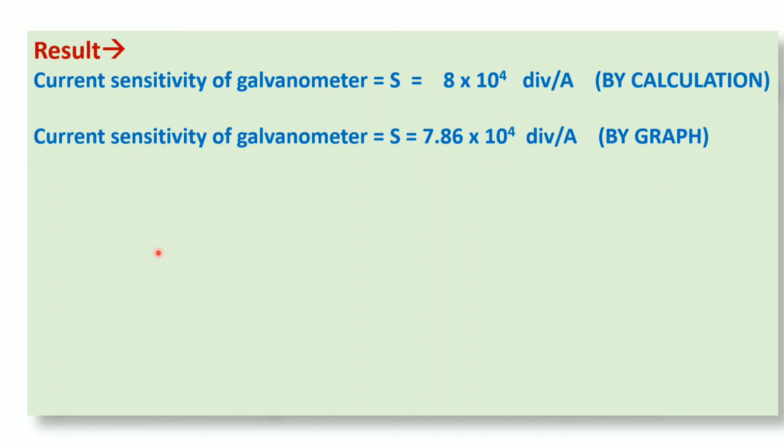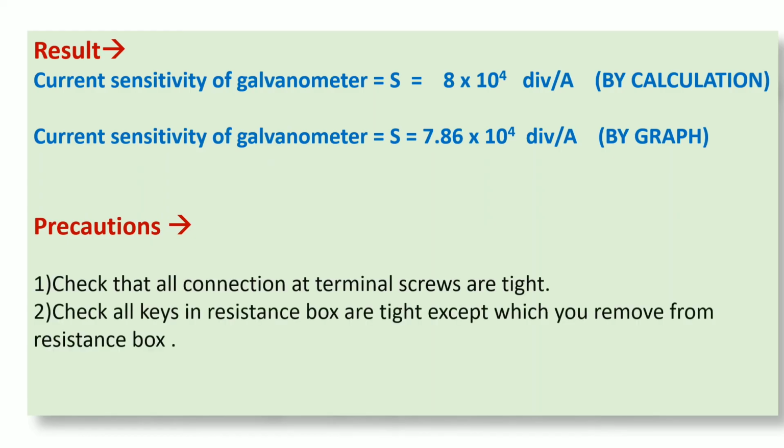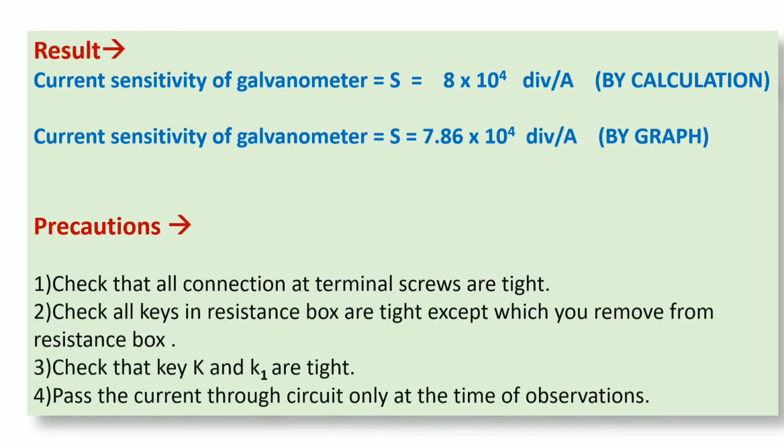Now we'll write down some precautions that we have to take while doing this experiment. These precautions you have to write down at the end of the experiment. Check that all the connections at terminal screws are tight. Check all the keys in the resistance box are tight except which you remove from the resistance box. Check that key K and K1 are tight. Pass the current through the circuit only at the time of observations. So you have to take these precautions when you perform the experiment, and you also have to write these precautions at the end of the experiment.